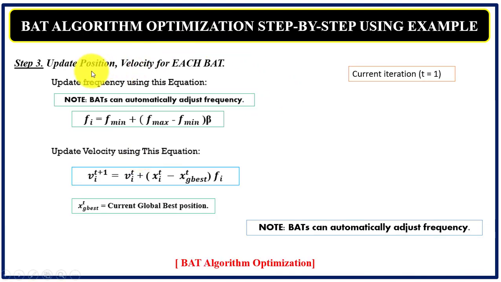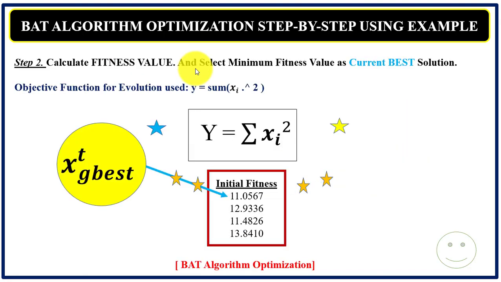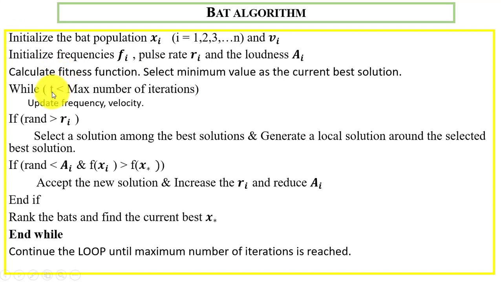Now we will update the position and velocity for each bat. You can see we will check this condition where the value of t is 1 and the maximum iteration I'm using here is 20, and this condition is true as 1 is less than 20. So we will now update the frequency and the velocity for each bat.